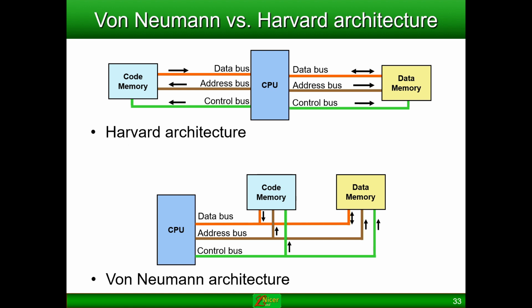Now we have two methods. We have the Harvard architecture and the von Neumann architecture. In the Harvard architecture, the data memory and the code memory have separate buses. But in the von Neumann architecture, the CPU, the code memory and the data memory have the same buses linked with each other. That's the difference between Harvard architecture and von Neumann architecture.